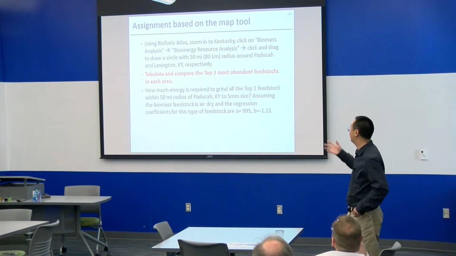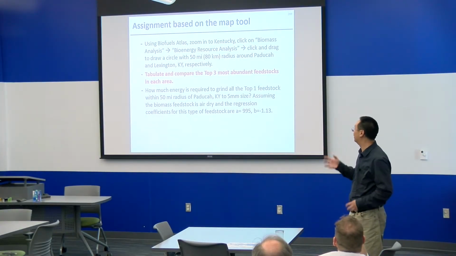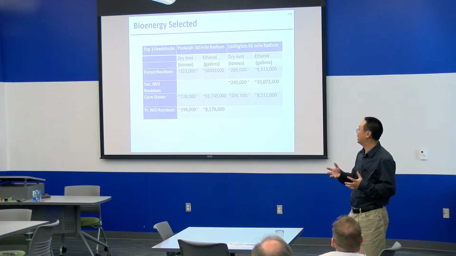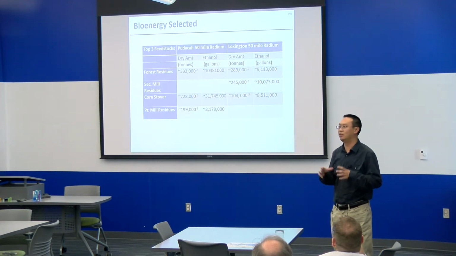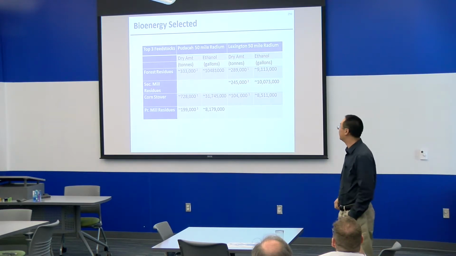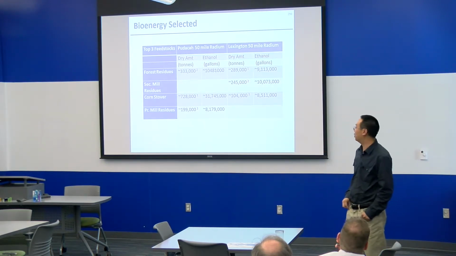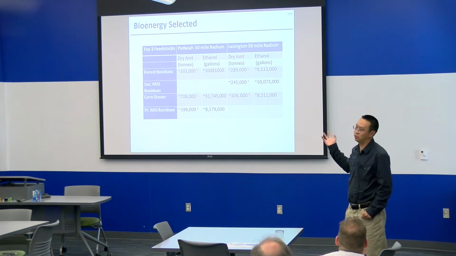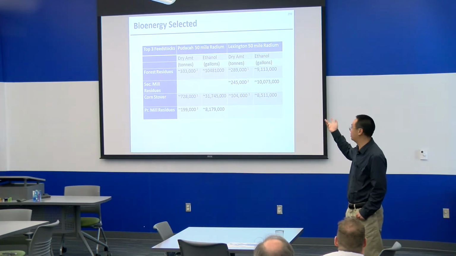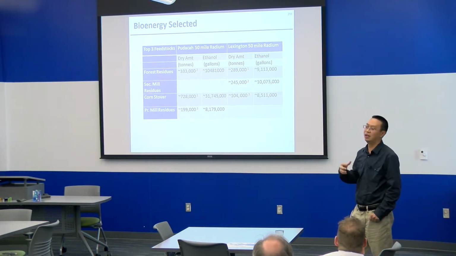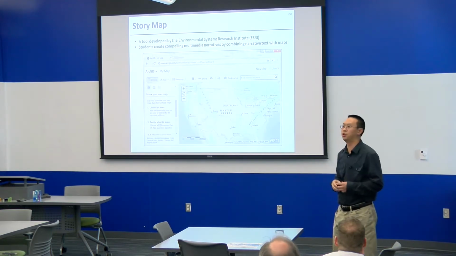So for example, I will ask students to tabulate and compare the top three most available feedstocks in this region, in Lexington or in Paducah campus. So here's one example of what the student gets. They will use this tool to do some analysis. You have some numbers you can run, how much biofuels you can produce.